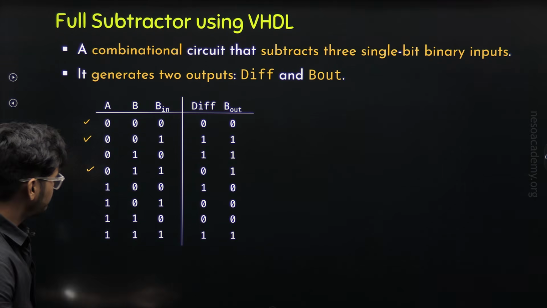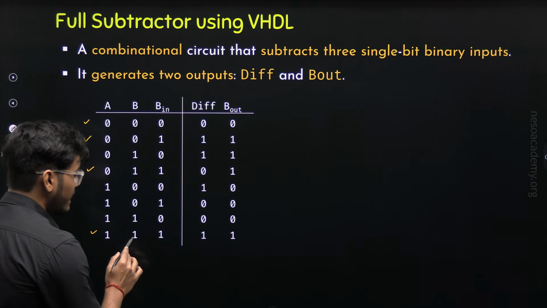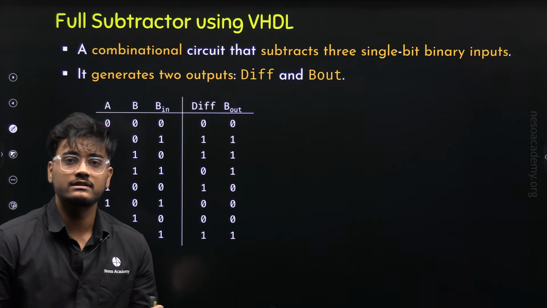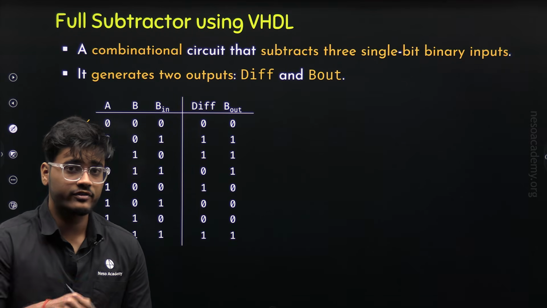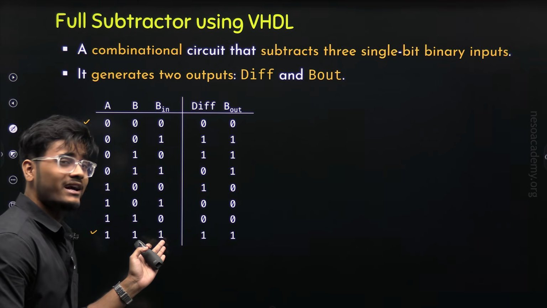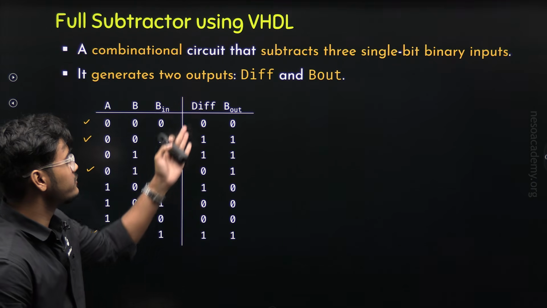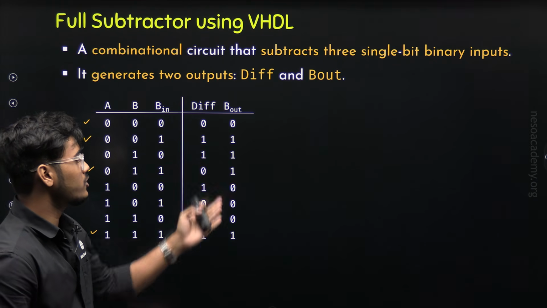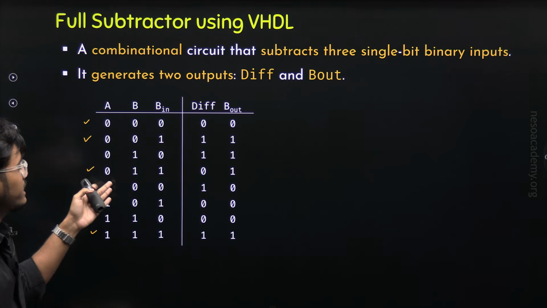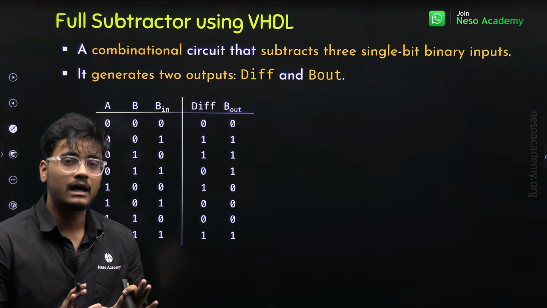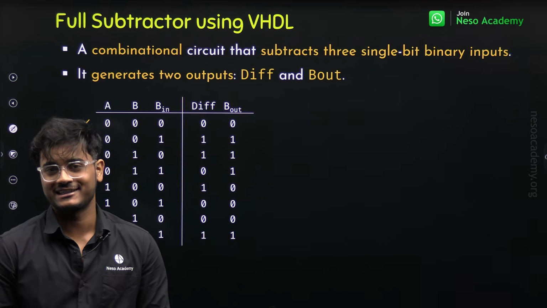Now let's consider the last input combination. So 1 minus 1 will give difference as 0 and borrow will be 0. Now this difference 0 minus 1. Now we all know 0 minus 1 will give final difference as 1 and borrow out will be 1. And similarly, you can verify the remaining input combinations. So, I hope you understand the truth table for the full subtractor.